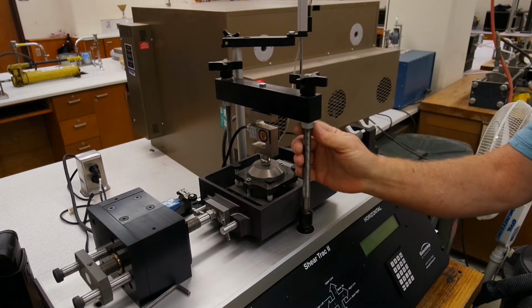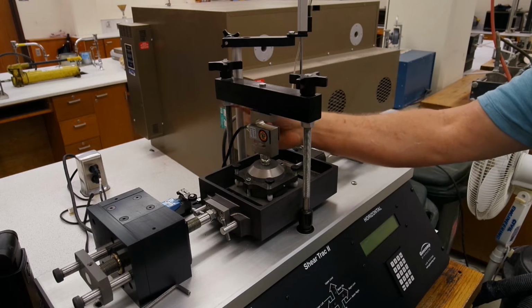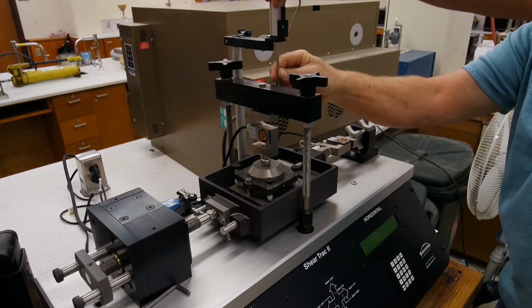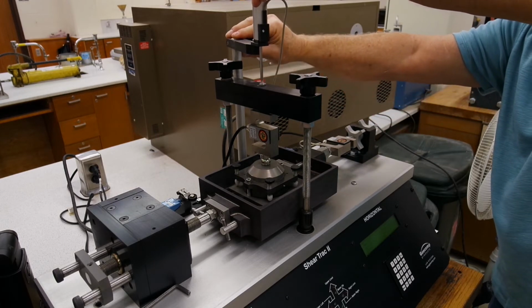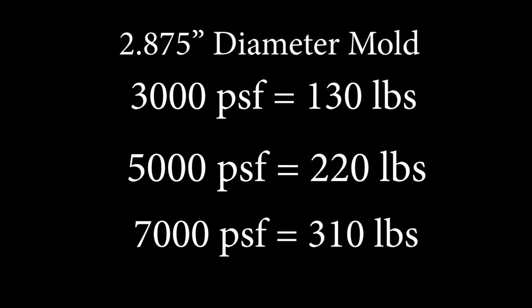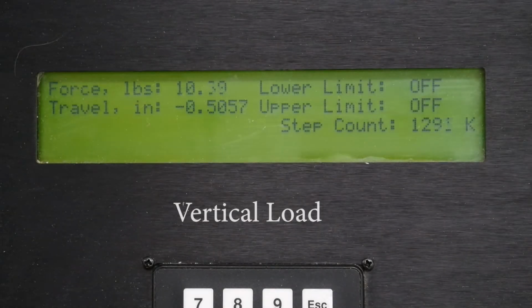Once the sand and porous stone are in place, we will move the vertical loading arm into place and put the digital displacement gauge in position. This will allow us to apply a vertical or normal load to our sample. We will use three different confining loads for our tests: 3,000, 5,000, and 7,000 PSF. We will be using a 2.875 inch diameter mold for our test, so we will apply a 130, 220, and a 310 pound load respectively for the three tests you will be running.